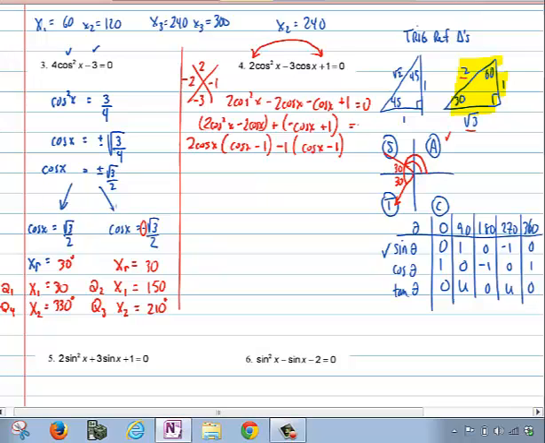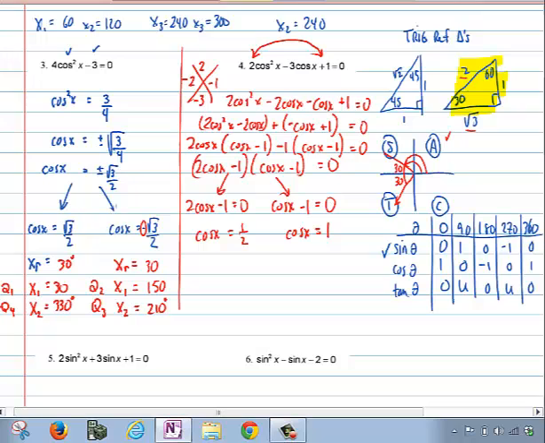Remember, this is all equal to 0. So now my factors are going to be 2 cosine of x minus 1 times cosine of x minus 1, again, equals 0. This breaks us off into two separate paths. We have 2 cosine of x minus 1 equals 0, and cosine of x minus 1 equals 0. We solve for cosine of x, we get 1/2. For this one, cosine of x equals 1.